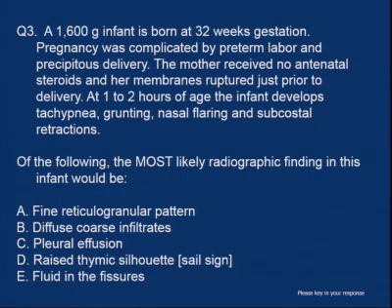Now I'll move to a smaller baby, 1600 grams, born at 32 weeks. Pregnancy was complicated by preterm labor and precipitous delivery. Mother received no antenatal steroids, and her membranes ruptured just prior to delivery. At 1 to 2 hours of age, the infant develops tachypnea, grunting, nasal flaring, and subcostal retractions. Of the following, the most likely radiographic finding in this infant would be A, B, C, D, or E. You can read them so we can save some time.